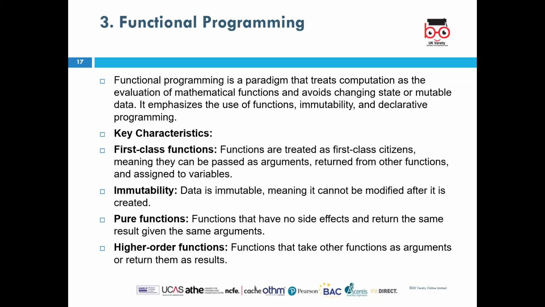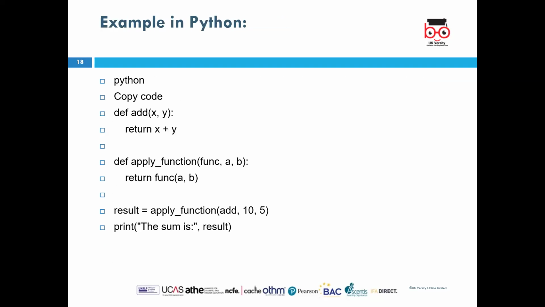Immutability, which means that data is immutable and cannot be modified across our programs or projects. Pure functions, where functions have no side effects and return the same result given the same arguments. And higher-order functions, where functions can take other functions as arguments or return them as results. Here we have an example for it.